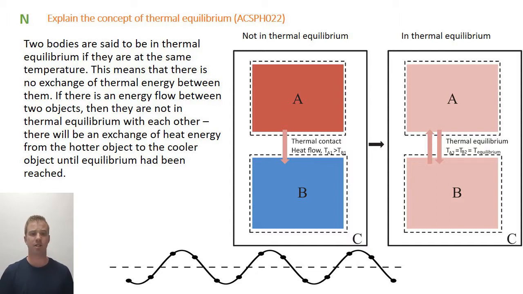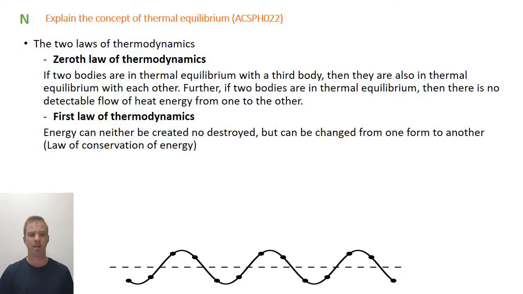And this leads us to the next two laws of thermodynamics. The 0th law of thermodynamics is: if two bodies are in equilibrium with a third body, then they are also in thermal equilibrium with each other. Further, if two bodies are in equilibrium, then there is no detectable flow of heat energy from one to another. The first law of thermodynamics is basically the law of conservation of energy.